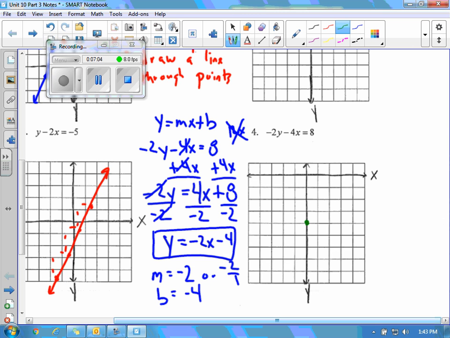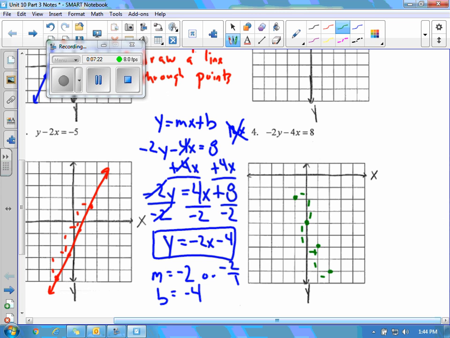Next, I need to use my slope to make another point. My slope is negative 2 over 1. So negative 2 tells me to go down 2. 1 tells me to go 1 to the right. Again, if I want, I can keep going. Go down 2, go over 1. I can also do the opposite, up 2 and 1 to the left.